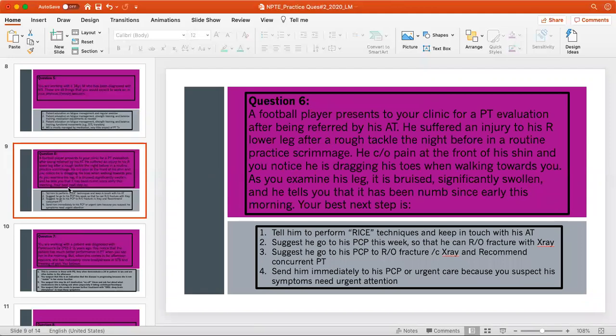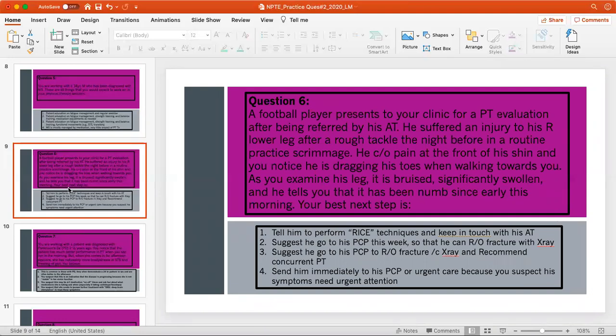Next question. A football player presents to your clinic for a PT evaluation after being referred by his athletic trainer. He suffered an injury to his right lower leg after a rough tackle the night before in a routine practice scrimmage. He complains of pain at the front of his shin, and you notice that he is dragging his toes when walking towards you. As you examine his leg, it is bruised, significantly swollen, and he tells you that it's been numb since early this morning.